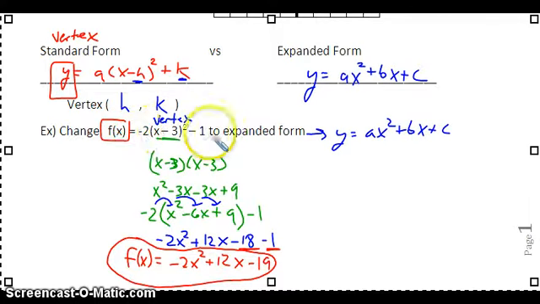But again, what's nice about this form is that you know what's happened to the parent function. You can talk about the shifts, and you can talk about if it's reflected or not. And you can also identify what the vertex is right away. And those changes aren't as obvious when it's in this form here.